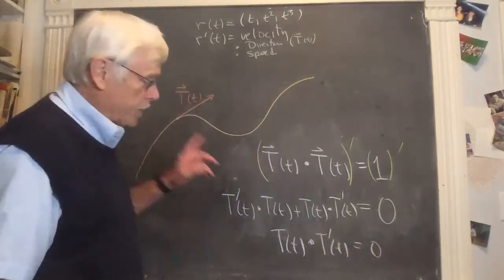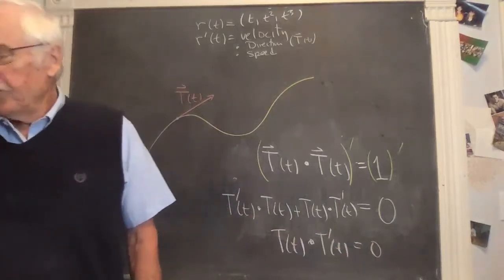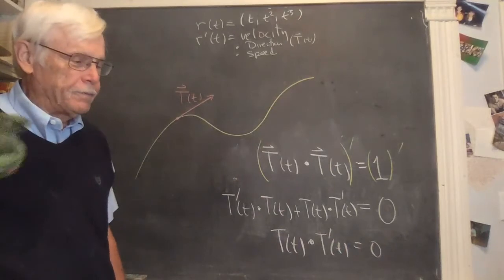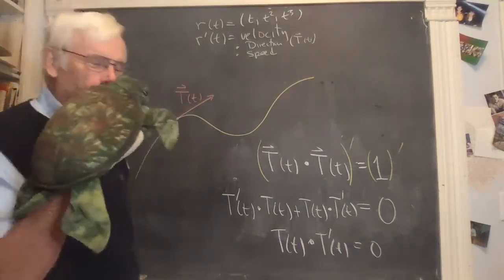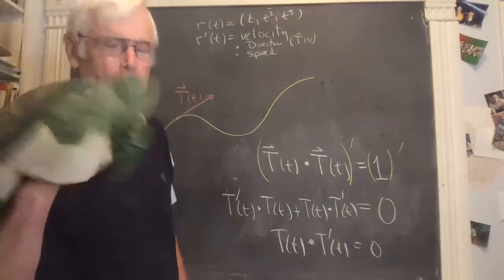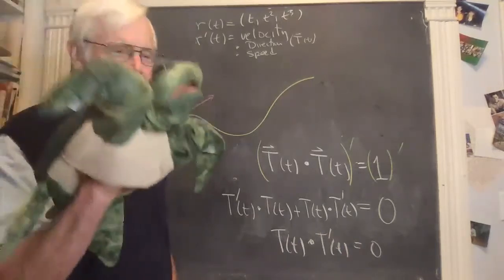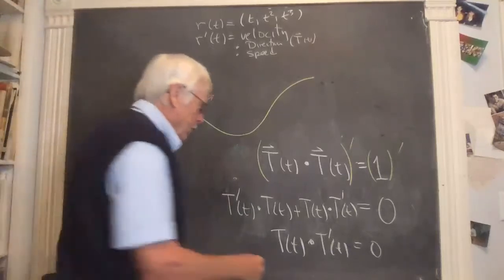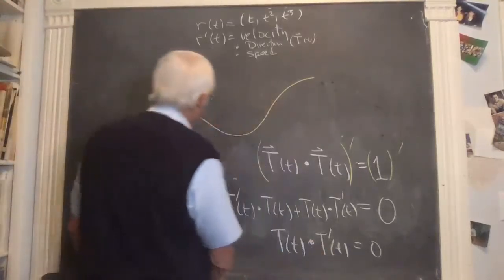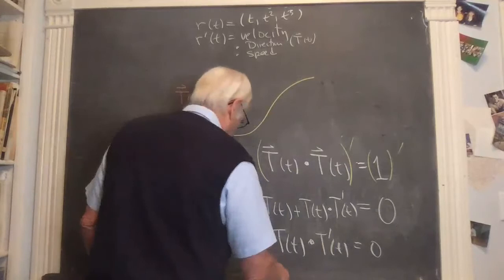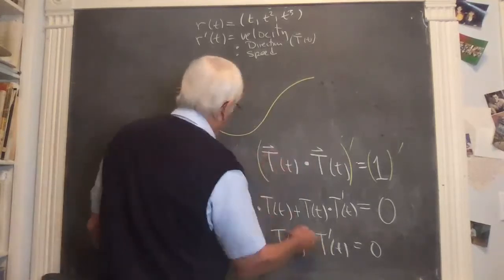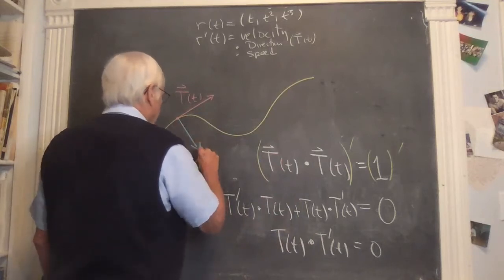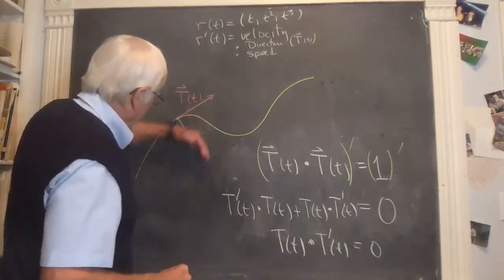And if the dot product between two vectors is 0, that means that those vectors are perpendicular. Exactly. Perpendicular. They are orthogonal. And in fact, we will show that T prime points in the orthogonal direction that you are curving in.